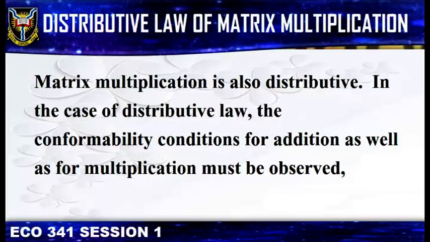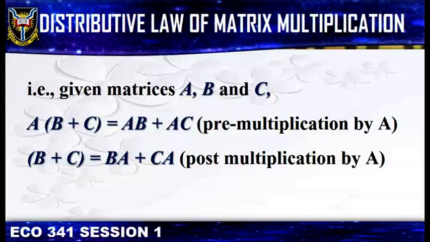Distributive law of matrix multiplication. Matrix multiplication is also distributive. In the case of the distributive law, the conformability conditions for addition as well as for multiplication must be observed, that is, given matrices A, B, and C: A(B + C) = AB + AC, pre-multiplication by A. (B + C)A = BA + CA, post-multiplication by A.